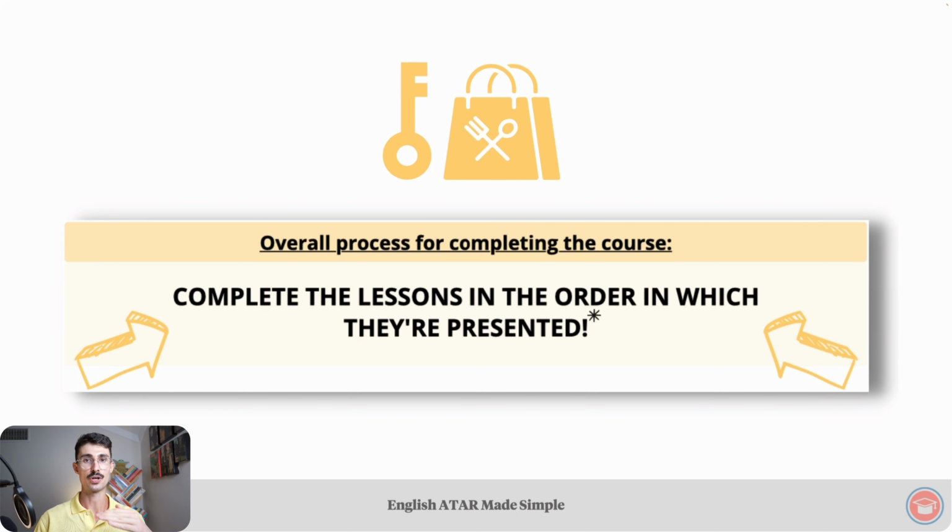Each lesson builds on the content from the lessons before it. Watching the lessons in any other order is like putting a roof on a house that has no walls yet. It just won't work. Build the walls before you put the roof on. By the way, what's this little asterisk for? Well, the only exception to this rule of completing the lessons in the order in which they're presented is Module 5. But don't worry about that now. I'll discuss more about that in Module 5's first lesson. For now, just complete the lessons in the order that you see them presented on the platform.